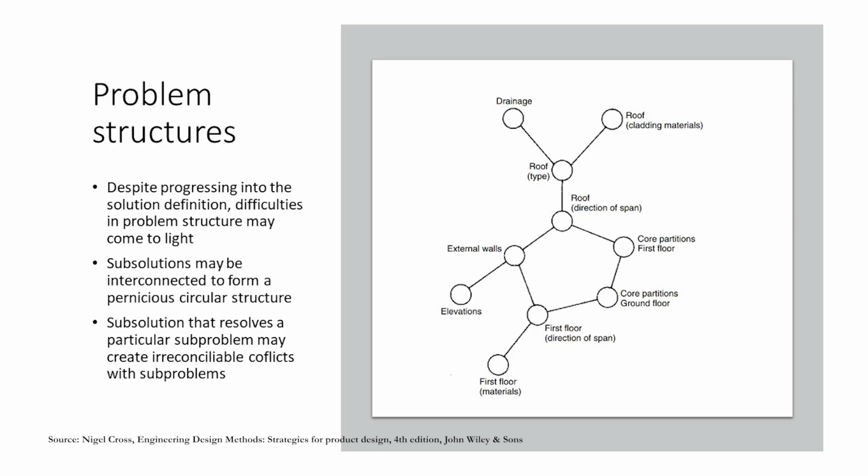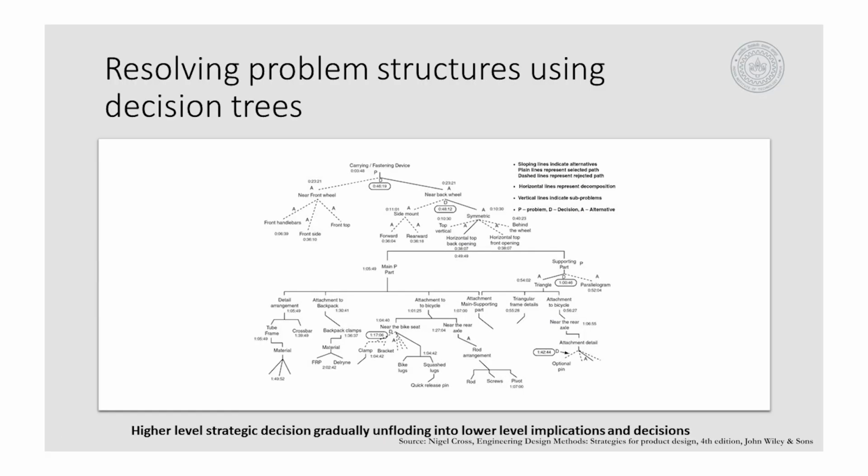So, these sub solutions may be interconnected to form a pernicious circular structure. The sub solution that resolves a particular sub problem may create irreconcilable conflicts with other sub problems. So, how can we deal with that? One way of dealing with that is using decision trees.